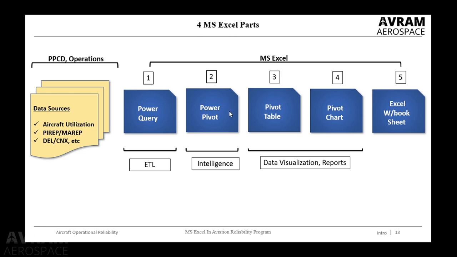I found that the most effective way to build a reliability program is to follow these steps, to follow the order. First, Power Query extracts data, transforms it, and loads data. Next, Power Pivot, we add some intelligence. So these steps 1, 2, 3, 4, 5 are the most effective steps to develop a reliability program.